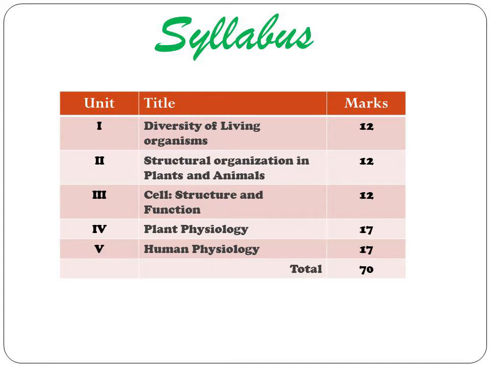Unit 1 is diversity of living organisms, which comprises 12 marks. Unit 2, structural organization in plants and animals, comprises 12 marks. Unit 3, cell structure and function, comprises 12 marks. Unit 4, plant physiology, comprises 17 marks. Unit 5, human physiology, comprises 17 marks. The total marks of theory will be 70 and the rest 30 marks will be on practical.